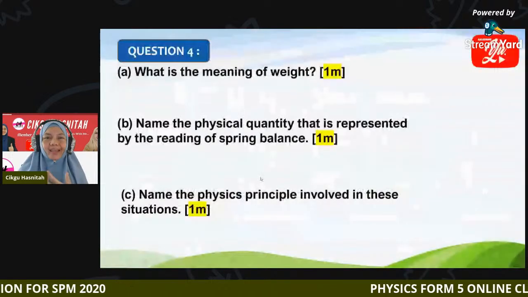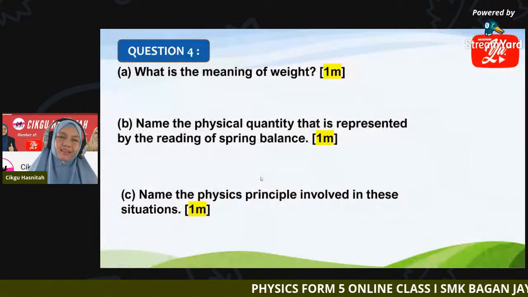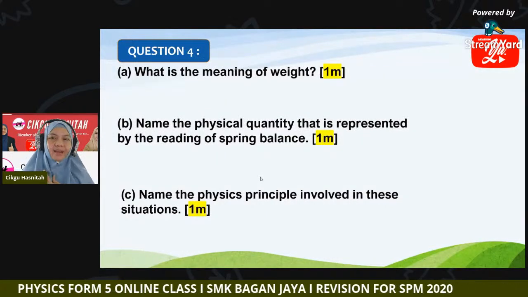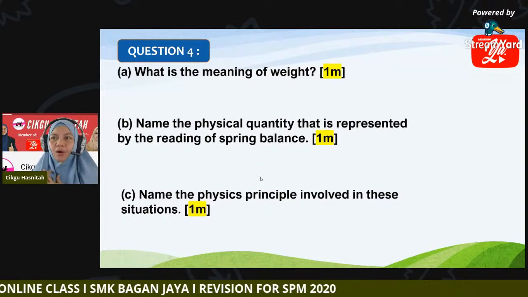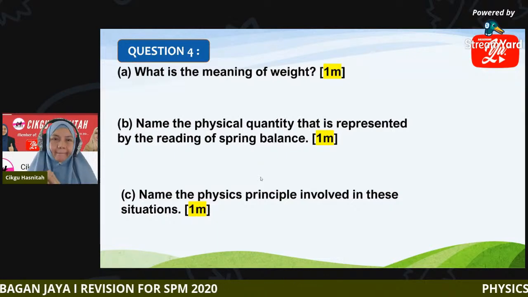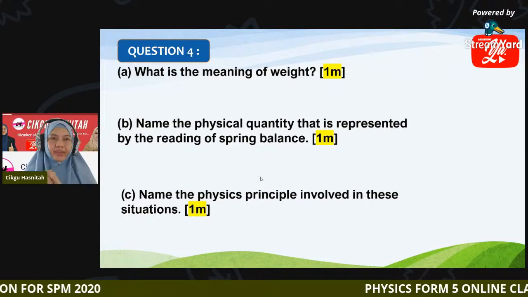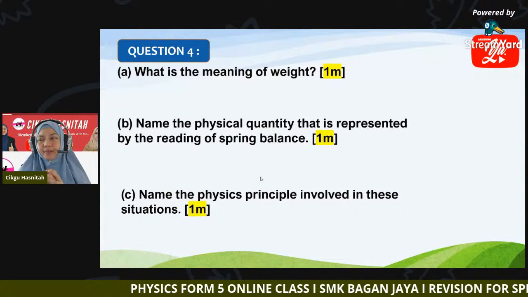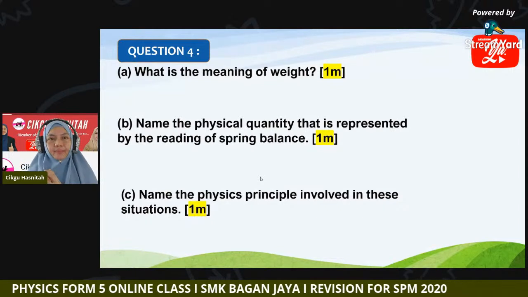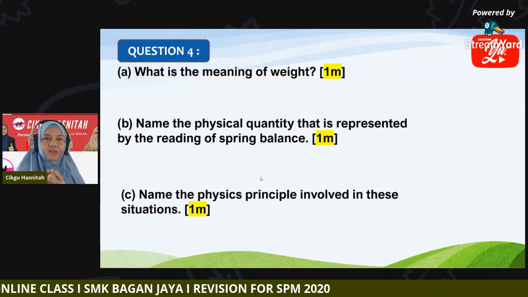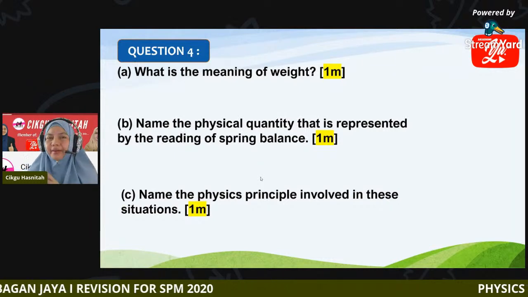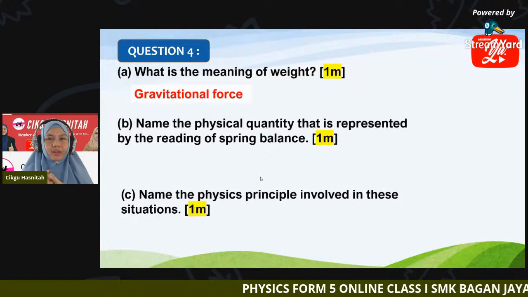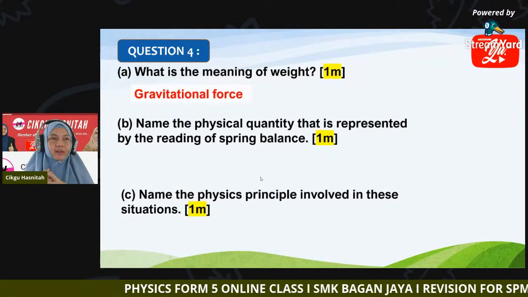What is the meaning of weight? What is weight? Anyone? What is the meaning of weight? Okay, do you remember anything about weight? You can share your answer. So weight refers to, very simple, two words only, gravitational force. Okay, weight is gravitational force.